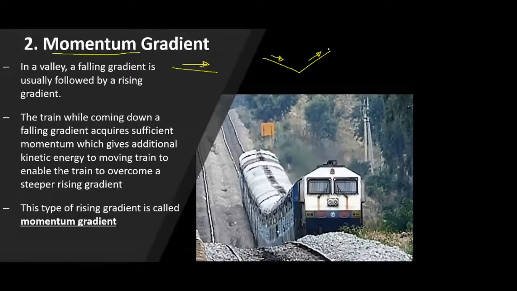scale this up gradient. So in that case, the work or load on the engine will be less, because whatever momentum is generated, the train is using that momentum itself. So in such situations, this up gradient is nothing but the momentum gradient. Okay. So it's easy to understand.